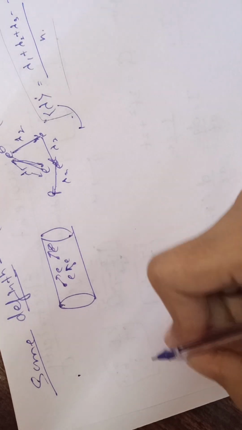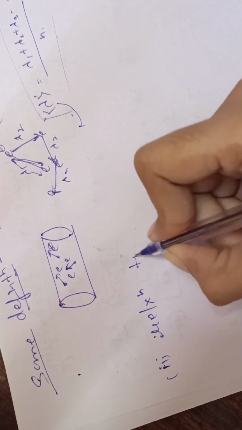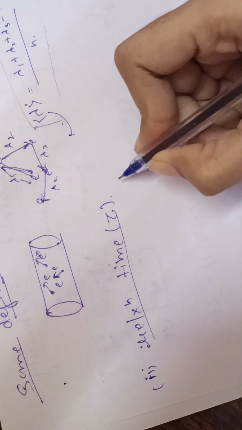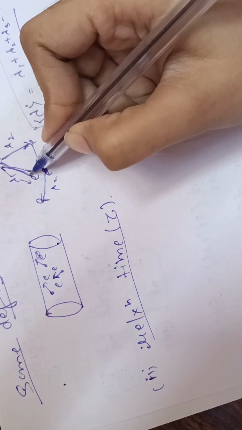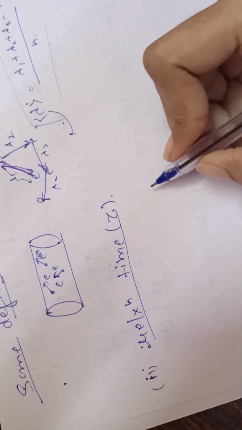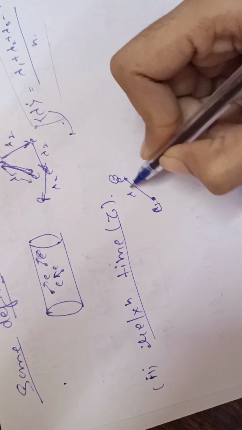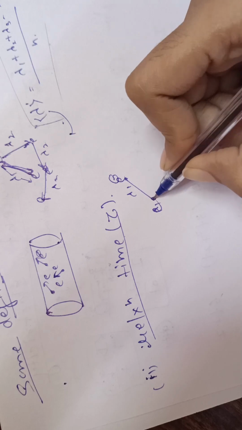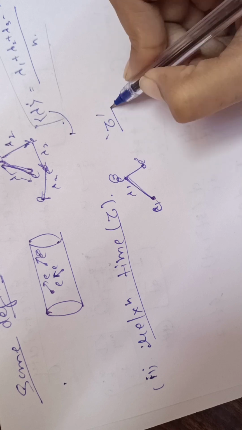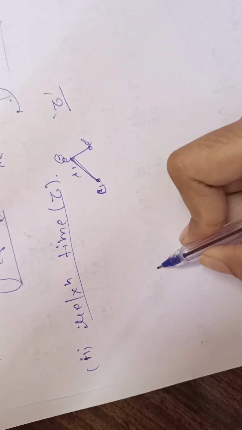And then there is a second term, that is the relaxation time, and we denote it by tau. We know that the distance between two successive collisions is called the mean free path, and the time taken between these collisions is called the relaxation time. That is, the time taken between two successive collisions of an electron is called relaxation time, denoted by tau.